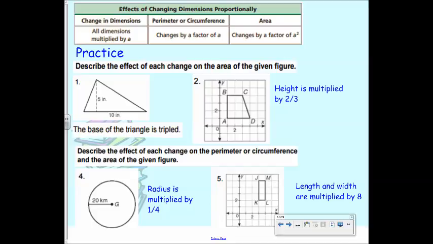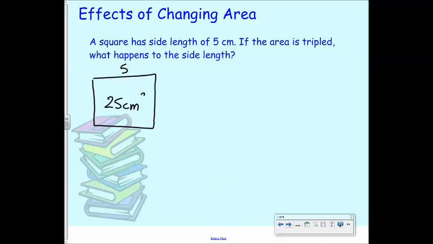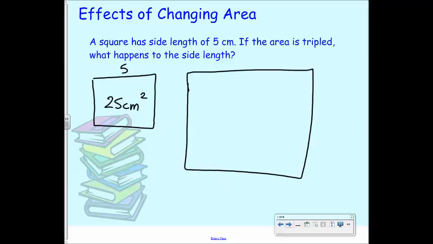Okay, so a square has a side length of 5. If the area is tripled, what happens to the side length? So before we do anything with the new area, let's do the old one. I'm going to draw a picture of this. A square has a side length of 5, which means what's the area? 25 centimeters squared. Now if the area is tripled, in our new square, what's the area? 75 centimeters squared. So how would you figure out the side then? Square root of 75.